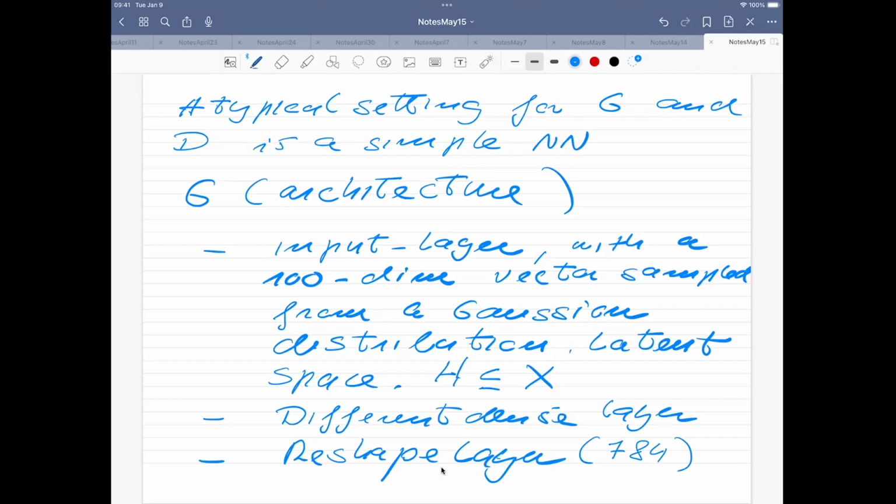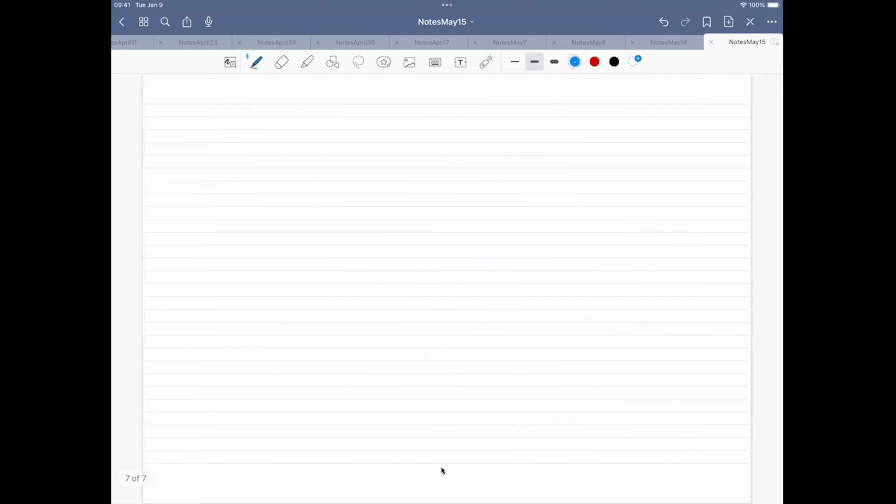You could set this up in terms of powers of 2. So instead of having 100 here, you could make something which goes like 2 to the power of something. So this is very much up to you. This is the way you would train that one. And after you're done with the reshape layer, then you need to set up D and its architecture.